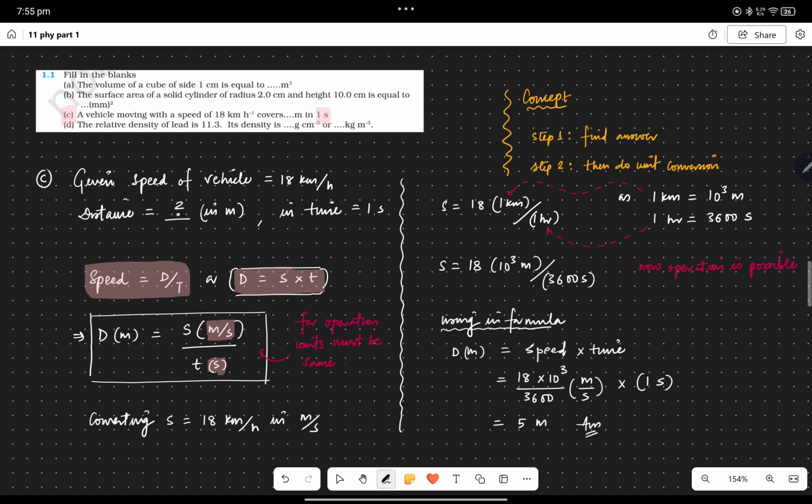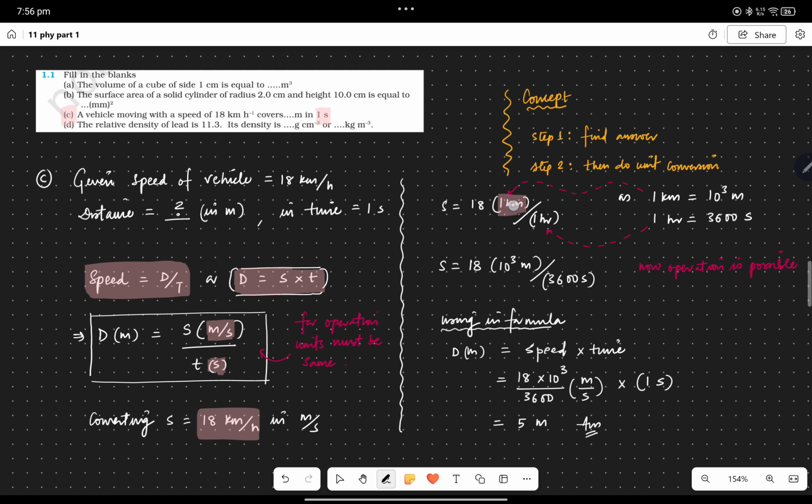So I am using distance is equal to speed into time, but the unit must be in meters. The unit is given in kilometer per hour. I have to convert it into meter per second to use this in the formula, right? So I have to convert that kilometer into meter and hour into second.